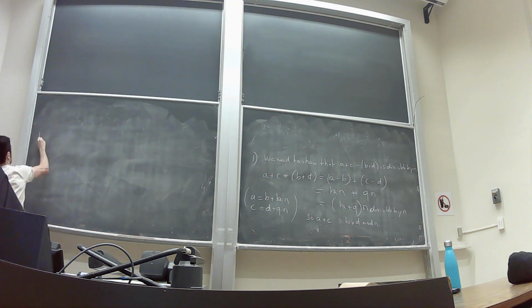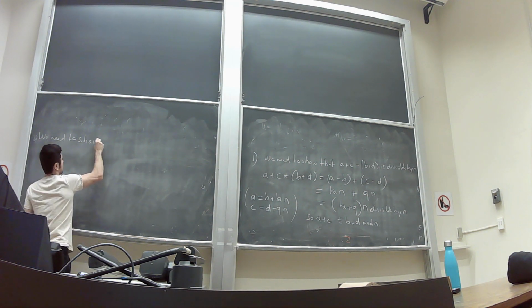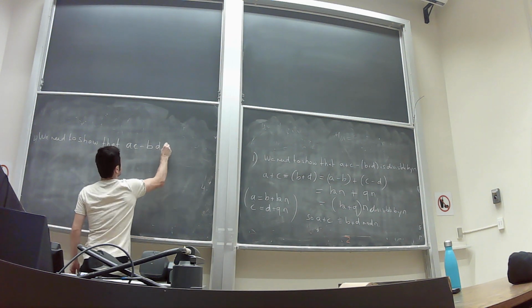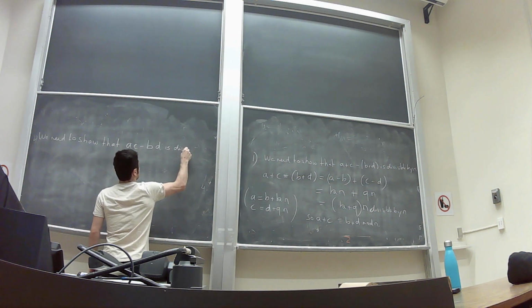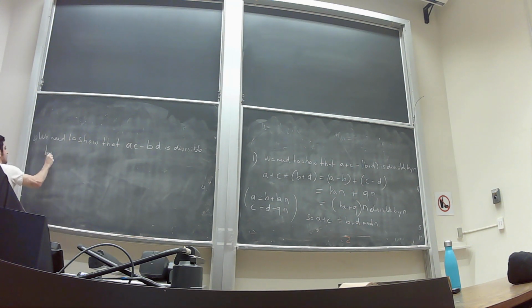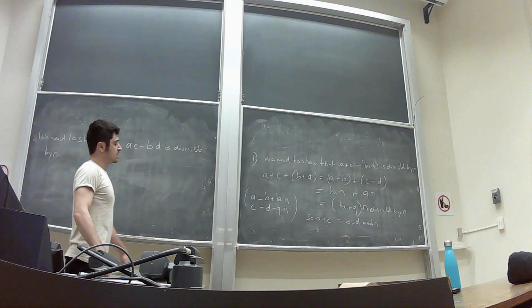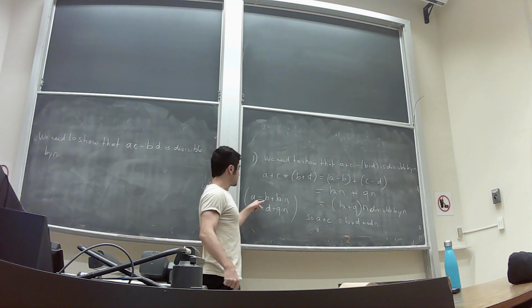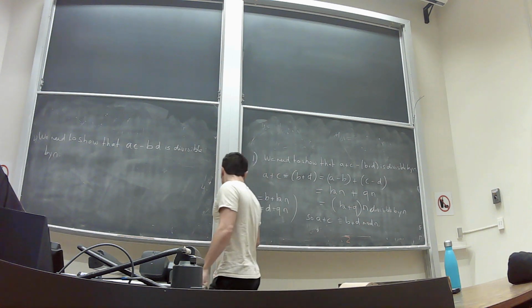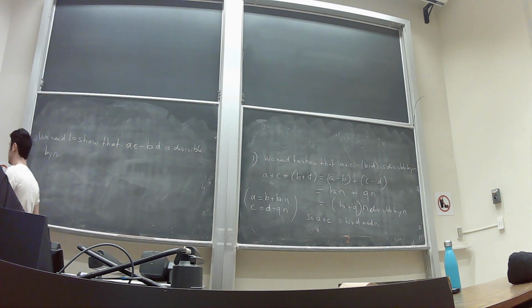We need to show for column 2 that AC minus BD is divisible by n. A minus B is divisible by n, so I wrote A is equal to B plus Kn. C minus D is divisible by n, so I wrote C is equal to D plus Qn.